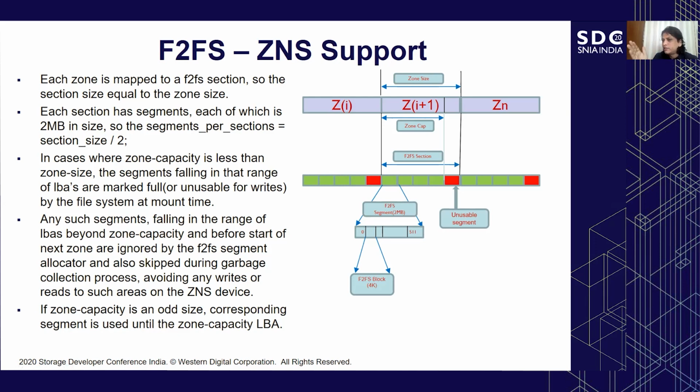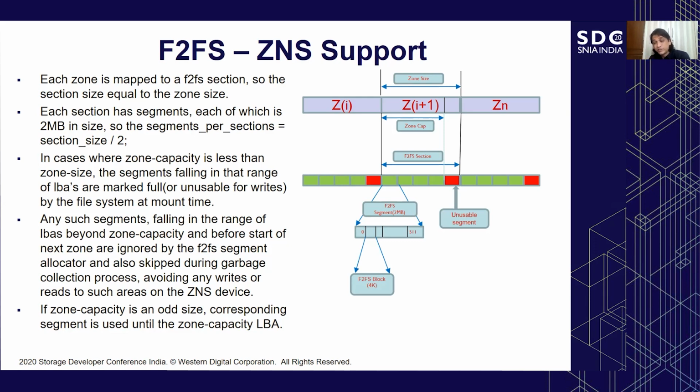So if zone capacity is 60 MB, let's say, then in F2FS each segment is 2 MB. If a zone is 64 MB, then we have 32 segments in that, because 64 by 2. Now if the zone capacity is 60 MB, then we have only 30 segments in those 32 where we can do writes. Segments are numbered 0 to 31, so segment 30 and segment 31 are not writable. So we mark them as full, and they don't get allocated for writes.